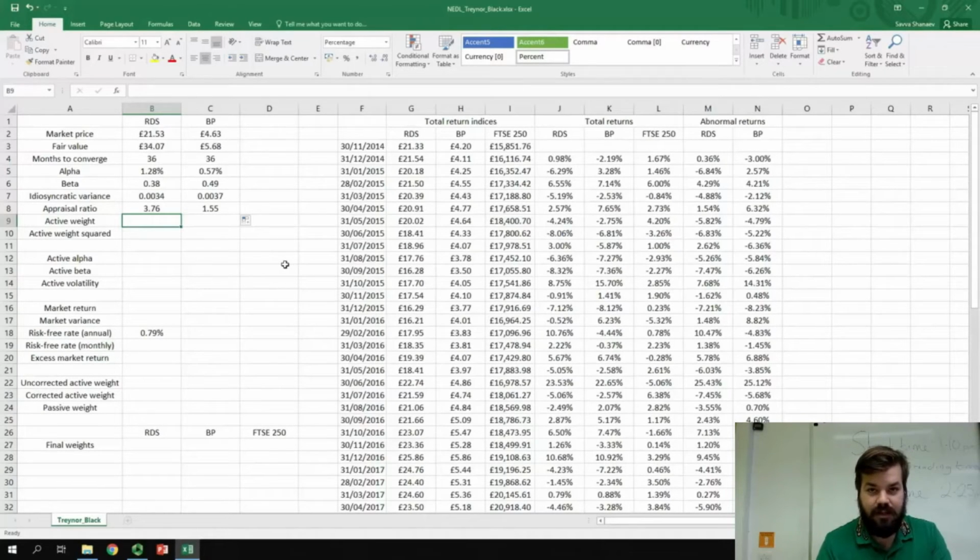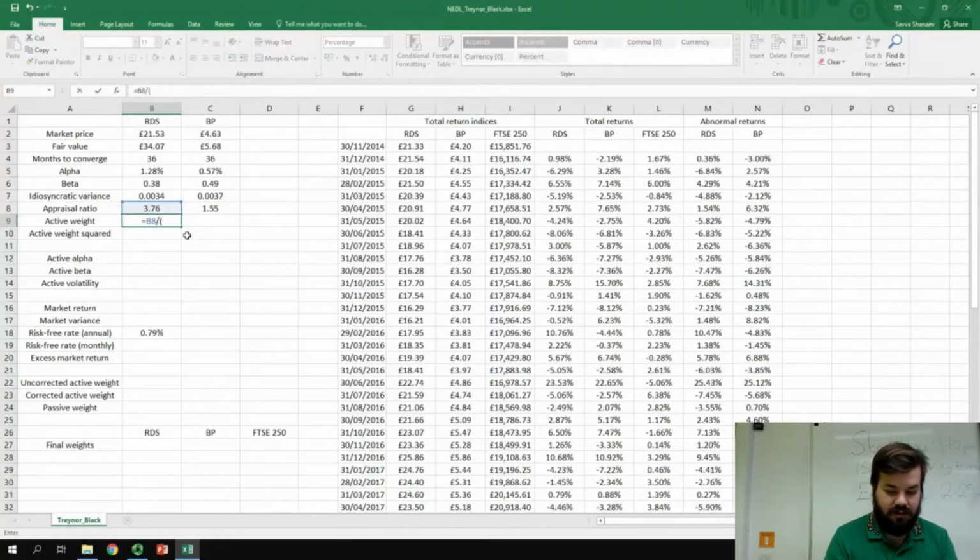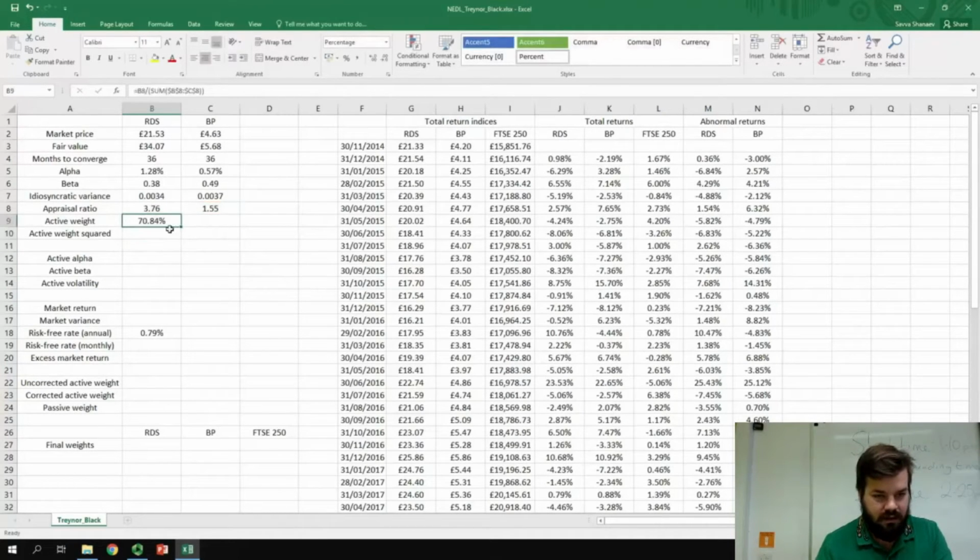So to figure out how much of our actively managed capital we need to invest in Royal Dutch Shell, we need to divide its appraisal ratio by the sum of all appraisal ratios of the stocks we have alphas for, that we deem undervalued. And we see that we should allocate a little bit over 70% of our actively managed capital to Royal Dutch Shell, and slightly below 30% of our actively managed capital towards BP.